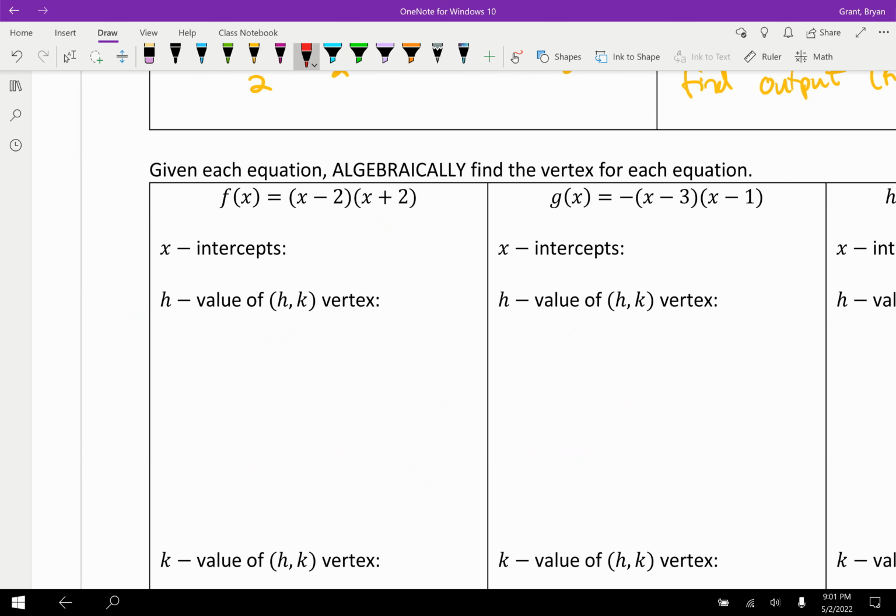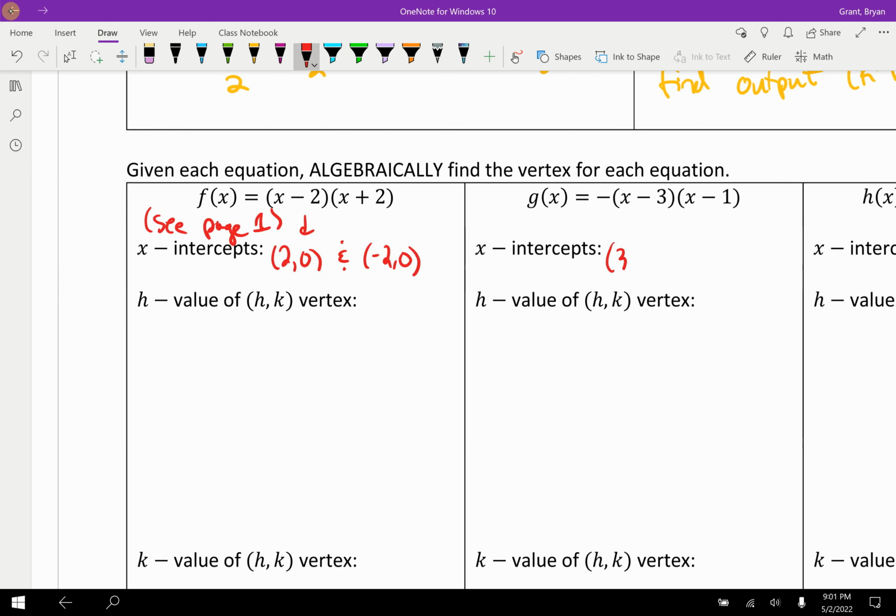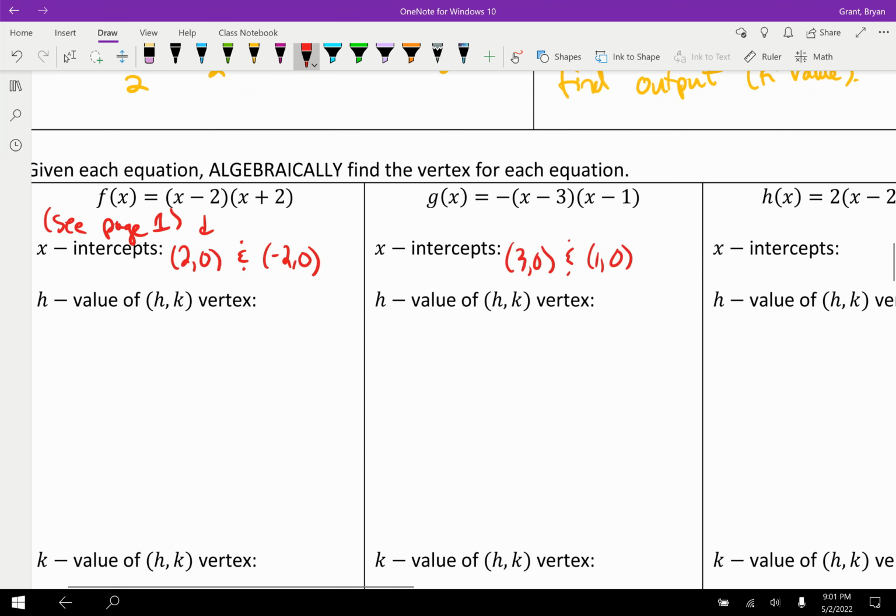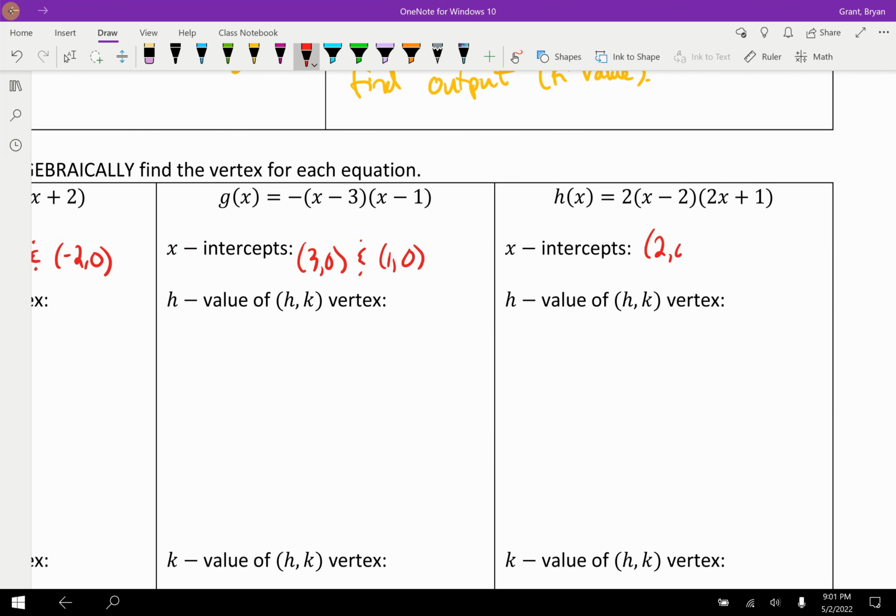And man, oh man, did some of my students struggle. They're like, well, wait, I have to do all this math to find the x-intercepts? No, we did this on the previous page. So I'm going to say, see page 1, right? The x-intercepts here were (2, 0) and (negative 2, 0). Same thing for these guys, right? They were (3, 0) and (1, 0). And last but not least, they were (2, 0) and (negative 1/2, 0).